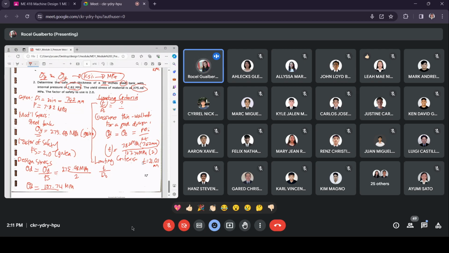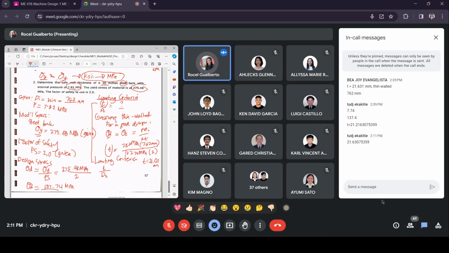But then, this answer of ours comes from our assumption. We simply assume that this vessel is a thin wall. So we need to verify using the limiting criteria. So you use this answer of yours, 21.631, you make use of the real value, then divided by 762 mm.